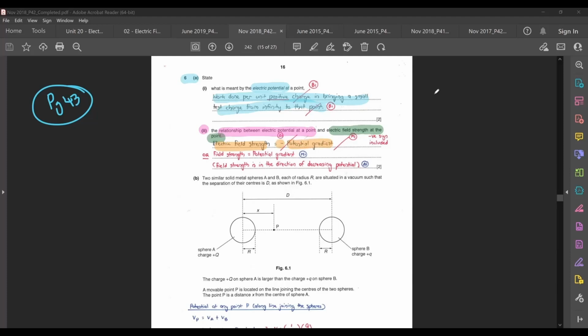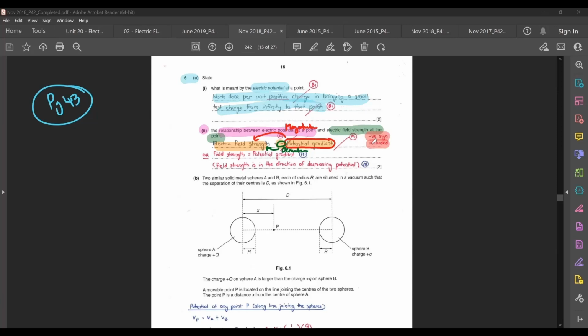The potential gradient itself gives you the magnitude of your field strength, and the negative gives you the direction of your field strength. It's in the direction of decreasing potential. So when you define your field strength, this negative sign is actually important to be included, because it tells you direction.